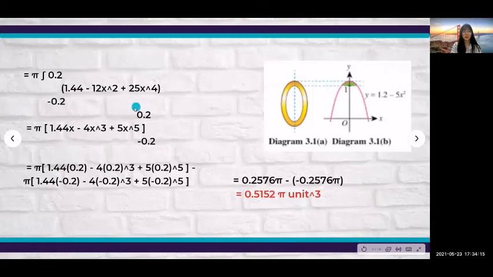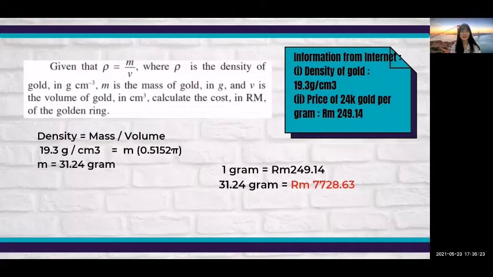First, we can do the integration. Here is the equation that I do. I will substitute the upper value into the equation and minus the lower value substituted into the equation. The final answer is 0.5152 pi meters cubed.